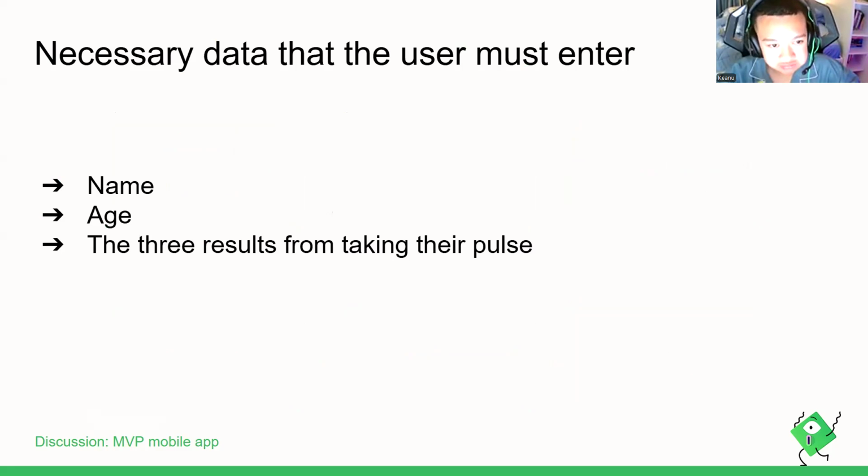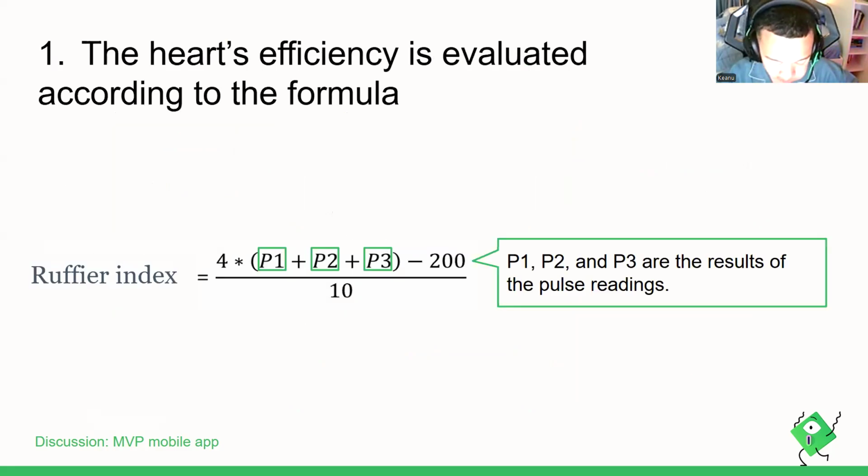There is also the data that the user must enter. First, the name, then the age, and lastly the three results from taking their pulse. So basically we have three necessary pieces of data that the user must enter.